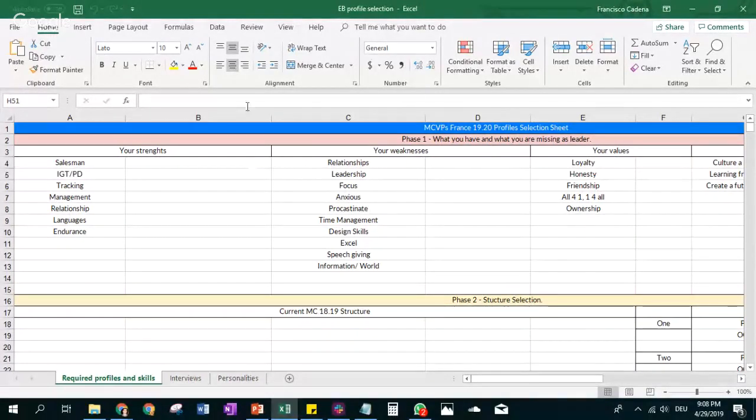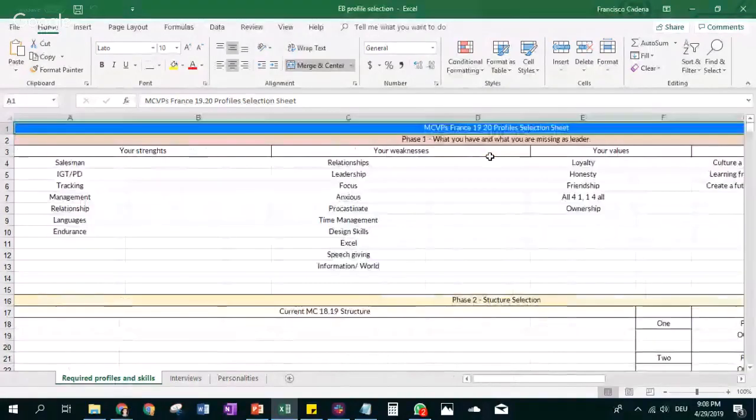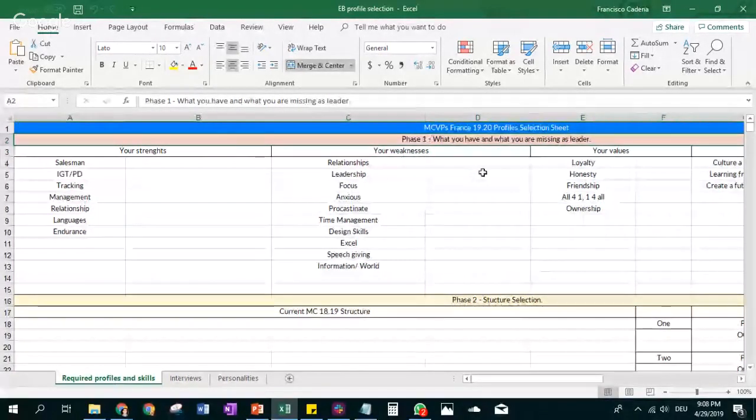It's fine. Great. This is the tool I used to elect my MCVPs. So I already used it, and it gives really good results. You have 4 phases. The first one is what you have and what you're missing as a leader. As I told you, first things first, you need to understand what you are missing in yourself, so you can get these skills in other persons, or which one you have the best, so you can teach other persons to do it.